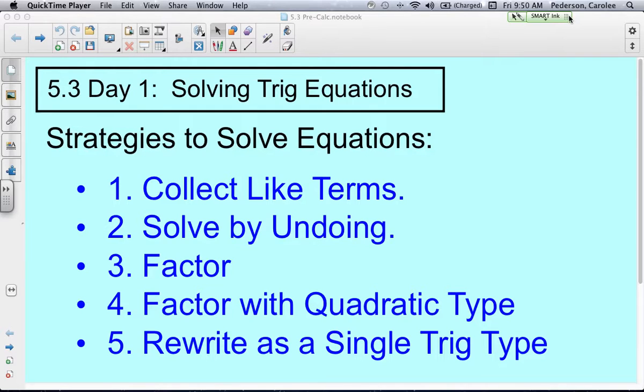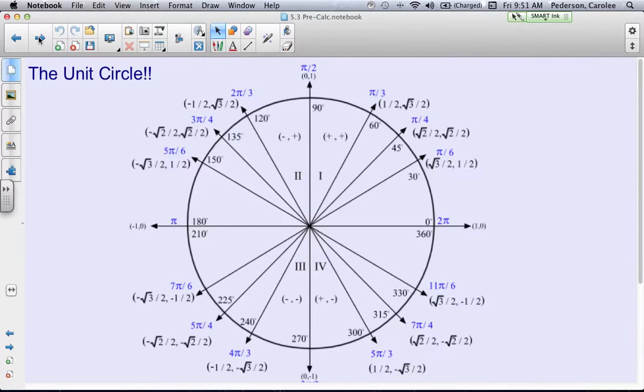Or converting everything to the same type of trig function. So maybe you have a sine of x in there and a tangent of x in there, and you want to convert it all to sines of x's or cosines of x's, to the same trig function. So here's our first example that I do want you to write down.